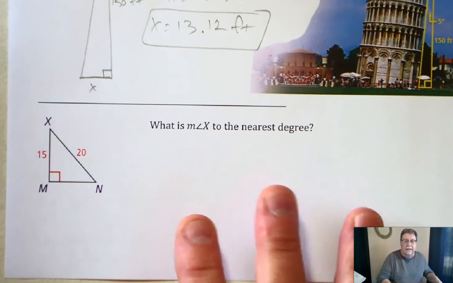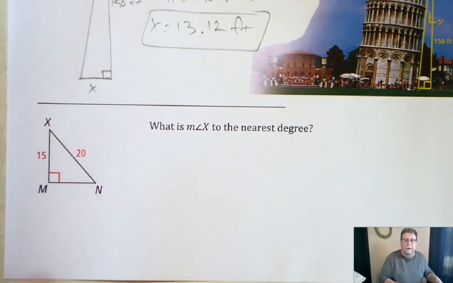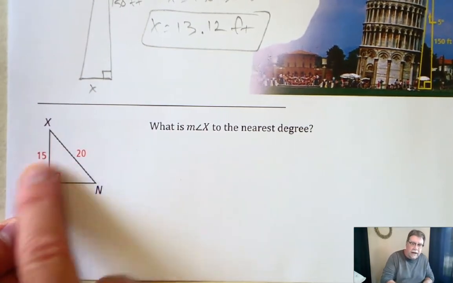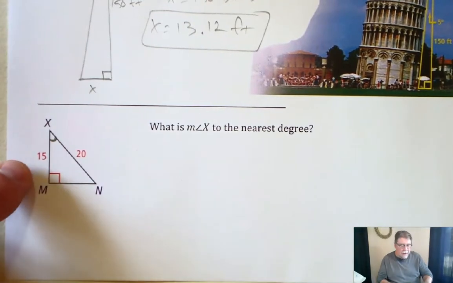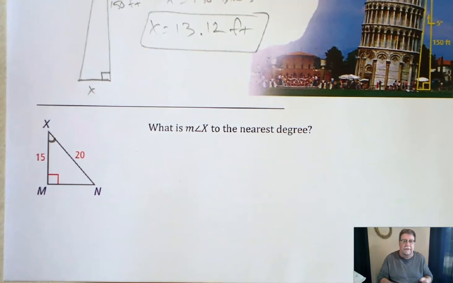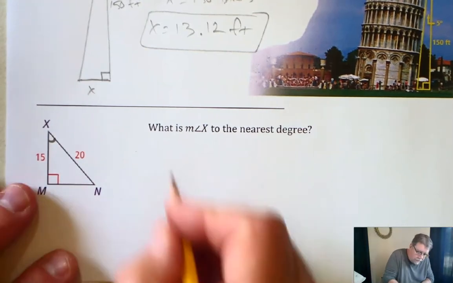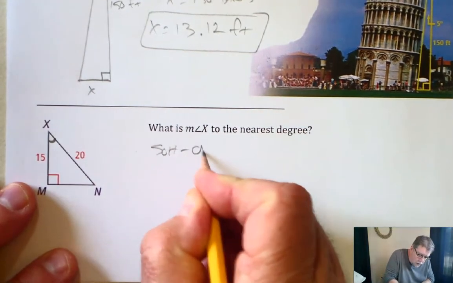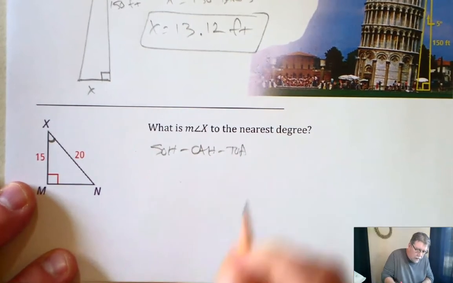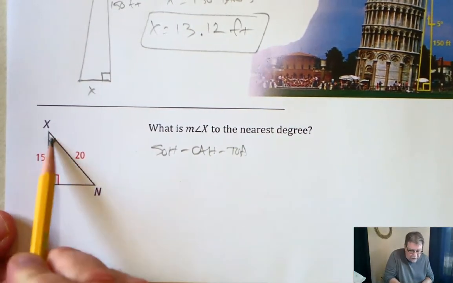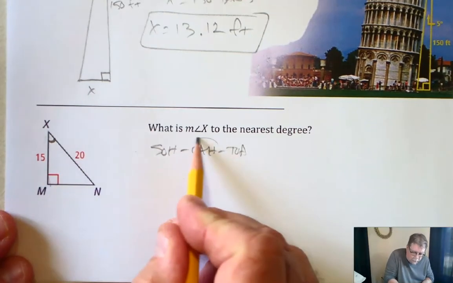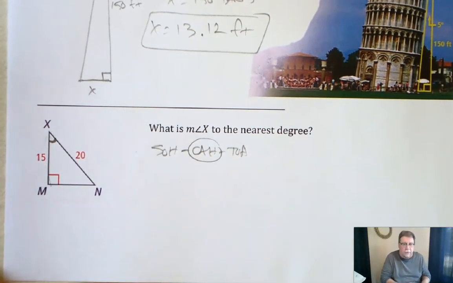All right, I've got one more question. This time it asks me, what is the measure of angle x to the nearest degree? It doesn't give me a measure of an angle, but angle x is over here. I want to find that measurement given the two sides. So again, I look at SOHCAHTOA. This is the angle. This is the adjacent side. This is the hypotenuse. So I'm looking at the function I need, and it's cosine.